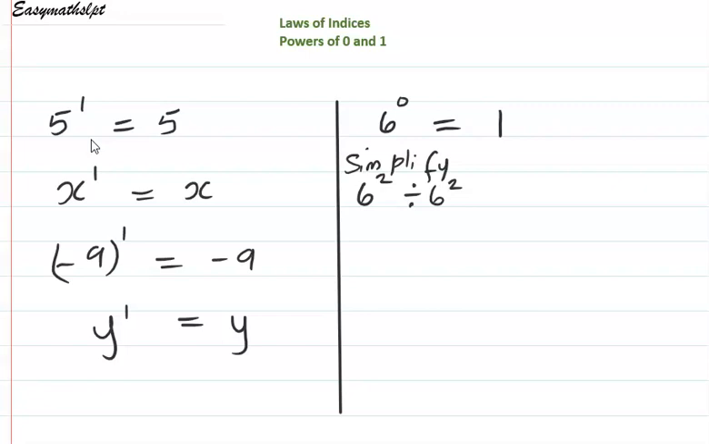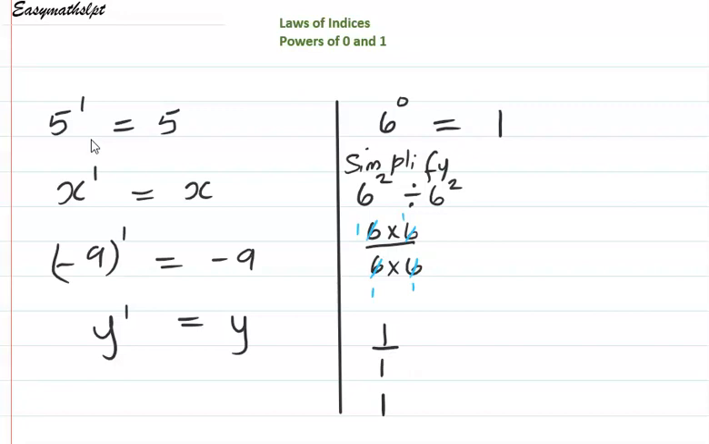Well, using the division law, we could expand, so rewrite this as a fraction first. So 6 squared is the same as 6 multiplied by 6, divided by 6 squared, which is 6 multiplied by 6. Now let us cancel. 6 divided by 6 is 1. 6 divided by 6 is 1. And then we multiply. So 1 multiplied by 1 is 1. And 1 divided by 1 is 1.